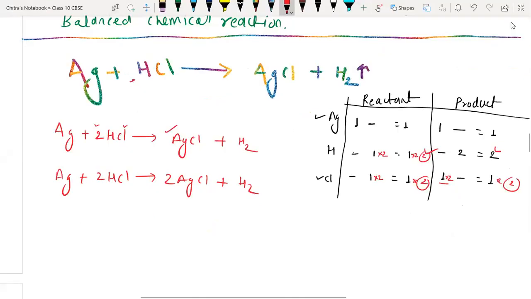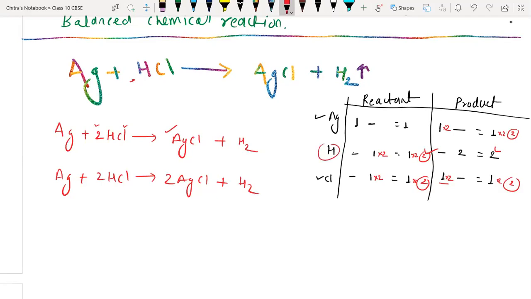Where were we? See now, hydrogen has also got balanced. We were balancing the chlorine atom. So here we have multiplied by 2, so the silver atom has also increased. On the product side, we have Ag over here. So here again, we have to multiply by 2. So 1 into 2 means 2. Our silver got doubled. So here the total number of silver on the product side is 2.